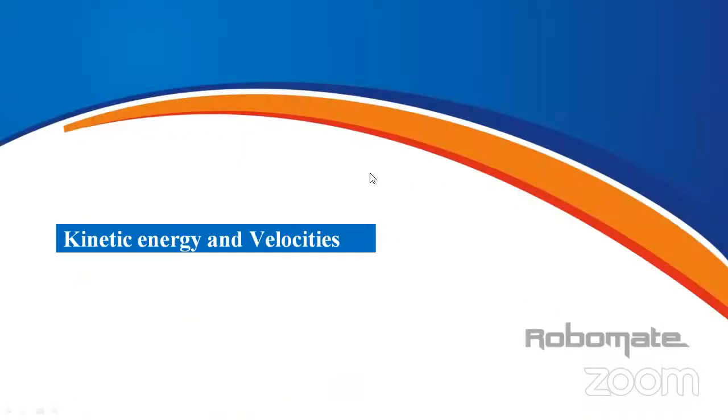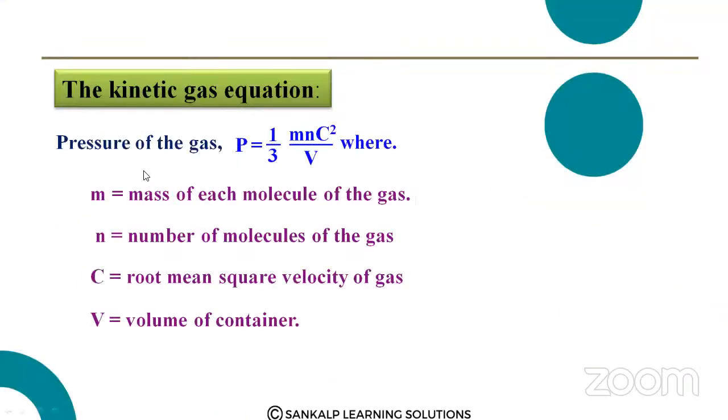Next is kinetic energies and velocity. The kinetic gas equation is given by P equals 1 by 3 m n c square divided by V, where m is the mass of each molecule of the gas, n is the number of molecules of the gas, c is the root mean square velocity of the gas, and V is the volume of the container. So remember this kinetic gas equation, P equals 1 by 3 m n c square divided by V, and what these entities are called.